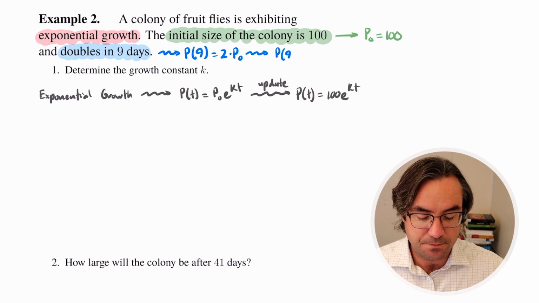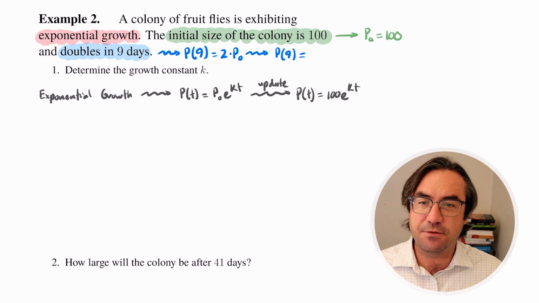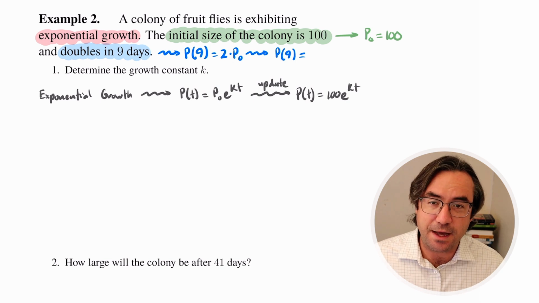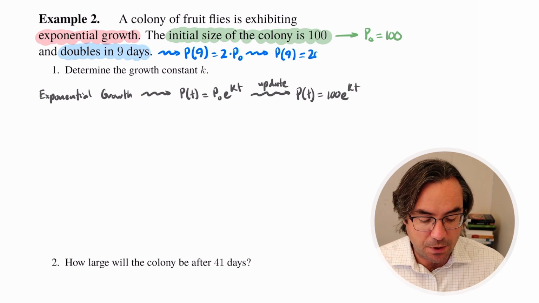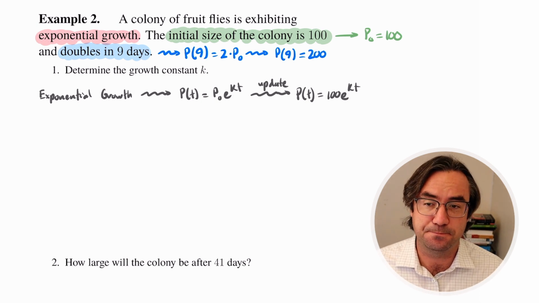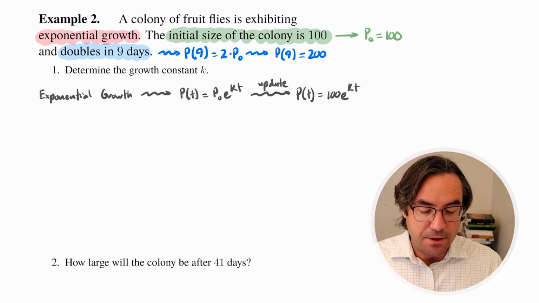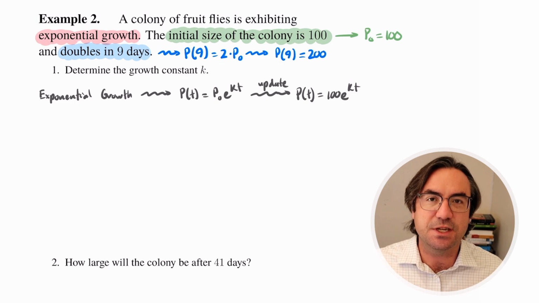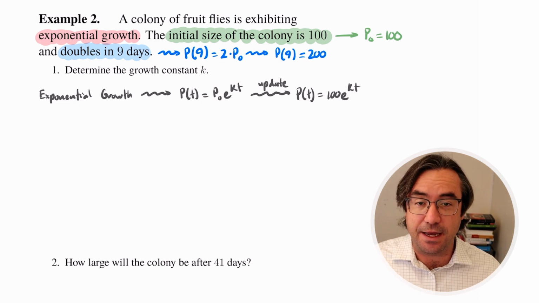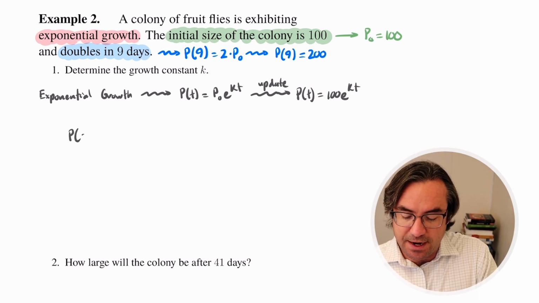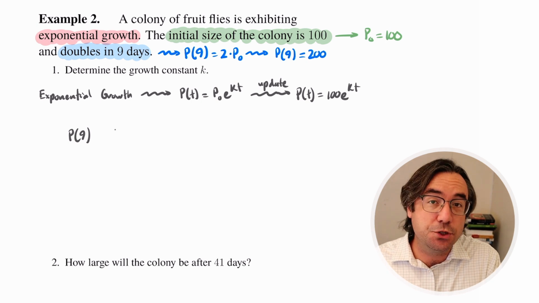Our population, if we're going to double in size after 9 days, and we're starting with 100 fruit flies, well, double that would be 200. So we know that after 9 days, we should have a population of 200. This information is going to give us essentially an equation that we can use to solve for K. So let's see how this works. We're going to take that info: P of 9 should be equal to 200.